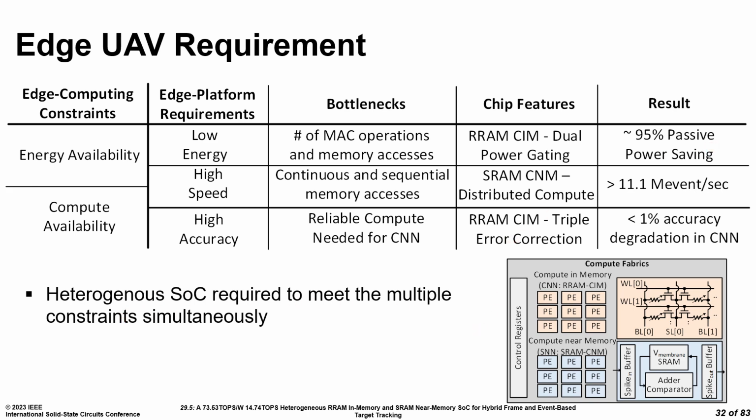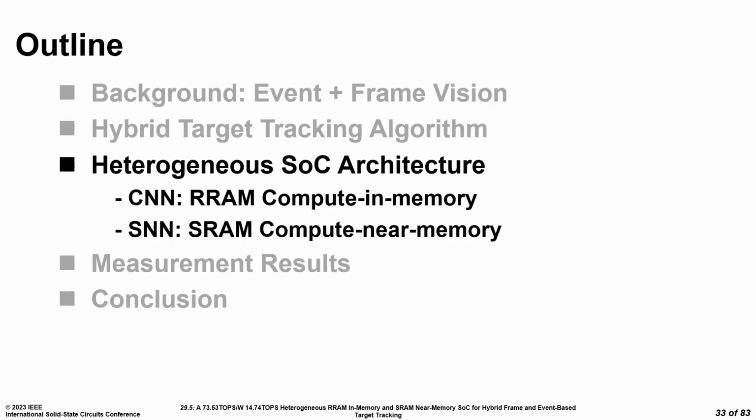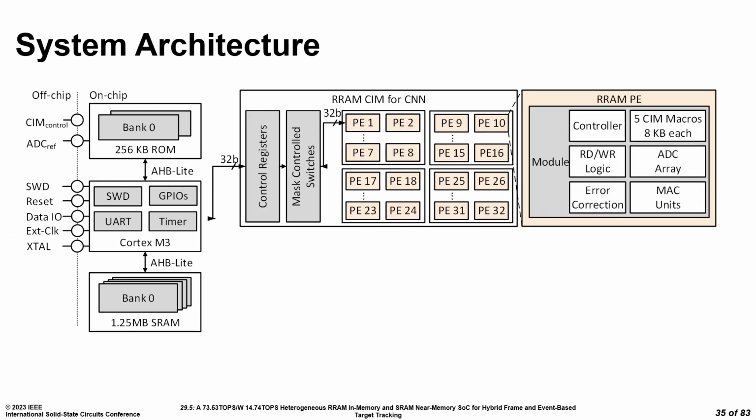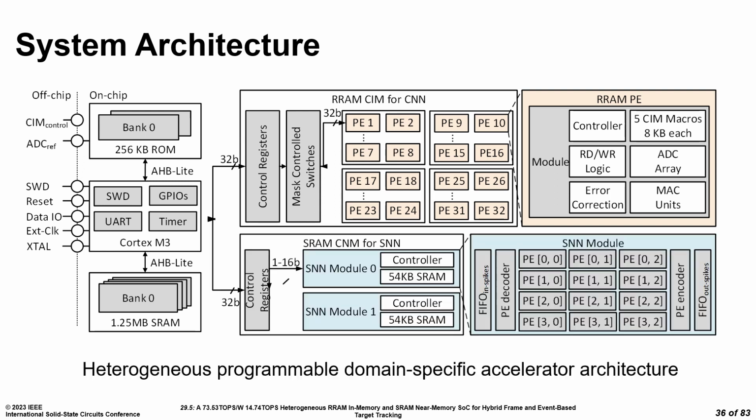And we built this heterogeneous SoC, for which I'll now show the architectural features. So Cortex M3 communicates with the external world and accelerators on chip. The computing memory implements CNN and compute near memory implements SNN. There are 32 modules or processing elements for implementing computing memory and 24 processing elements for mapping SNN with compute near memory.